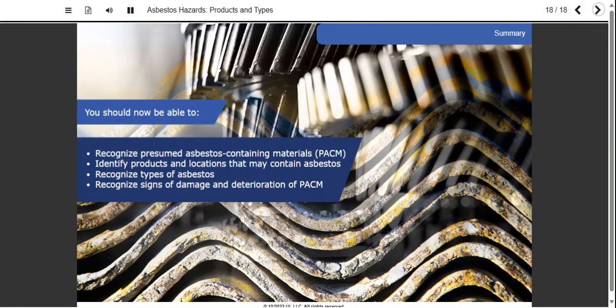You should now be able to recognize presumed asbestos-containing materials, identify products and locations that may contain asbestos, recognize types of asbestos, and recognize signs of damage and deterioration of presumed asbestos-containing materials.